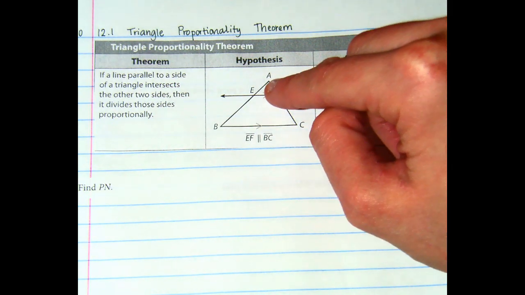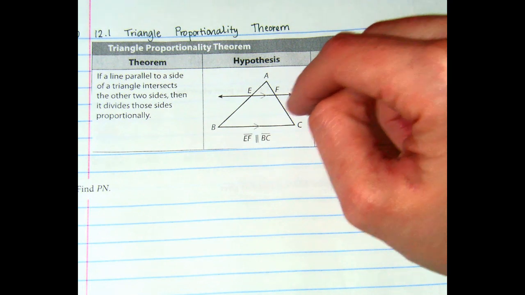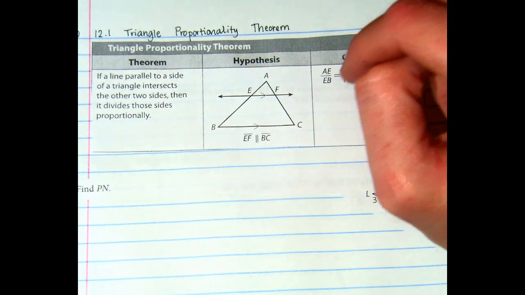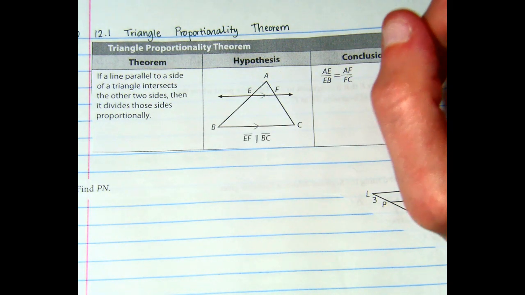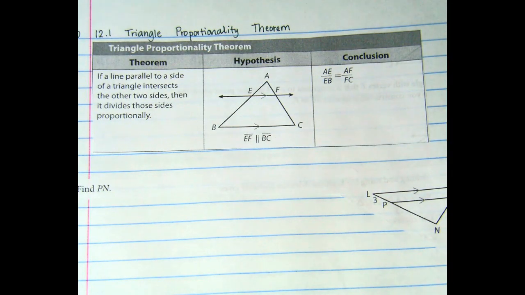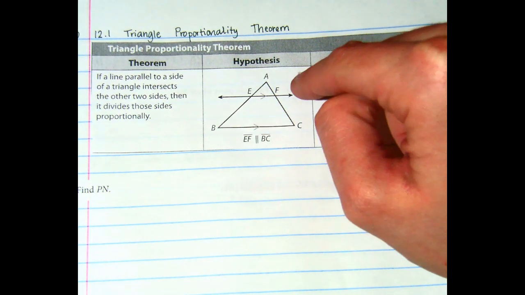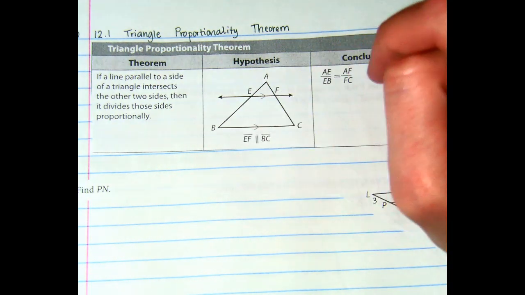Because they have that angle here, and because when we proved that the triangles were similar before, we used corresponding angles, that's how you can actually prove that. But the triangle proportionality theorem says if a line parallel to a side of a triangle intersects the other two sides right here at E and F, then it divides those sides proportionally.